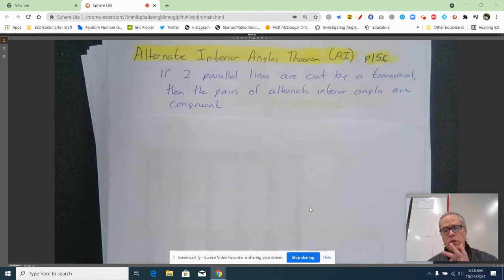The third one, you really want to make sure you pay attention to, because the third one is the tricky one that gets students sometimes. We learned about it yesterday, though, on investigation 3.2. First one, alternate interior angles theorem, which I abbreviate AI, on page 156. If two parallel lines are cut by a transversal, then the pairs of alternate interior angles are congruent.